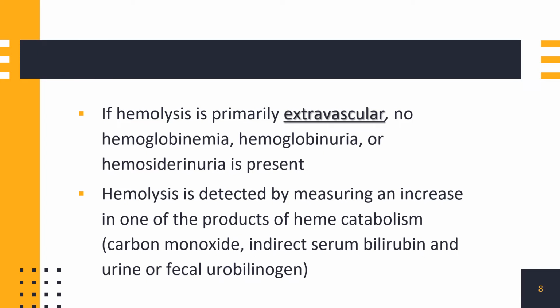And it is noteworthy that hemolysis is detected by measuring an increase or a rise in one of the byproducts of heme catabolism, such as carbon monoxide, indirect serum bilirubin, and urine or fecal urobilinogen.